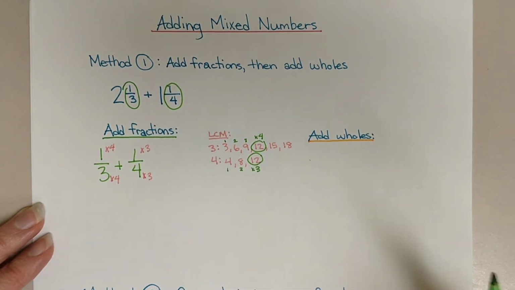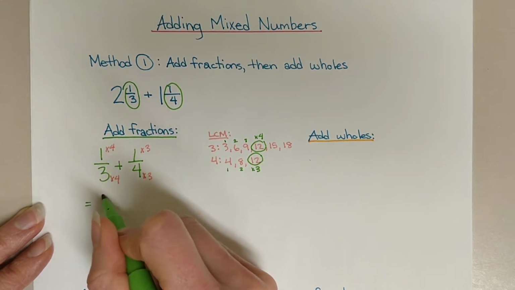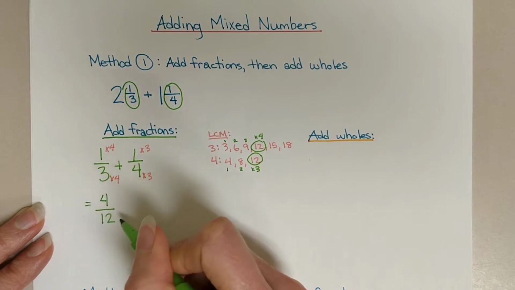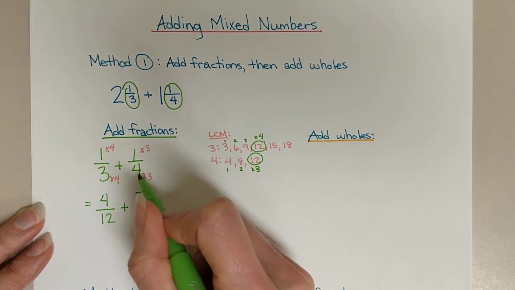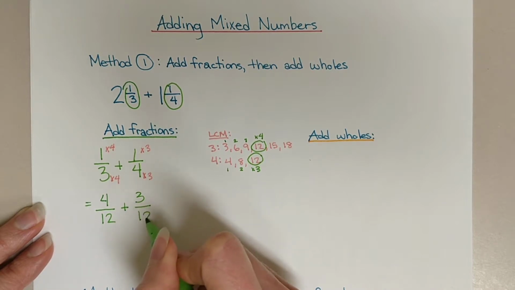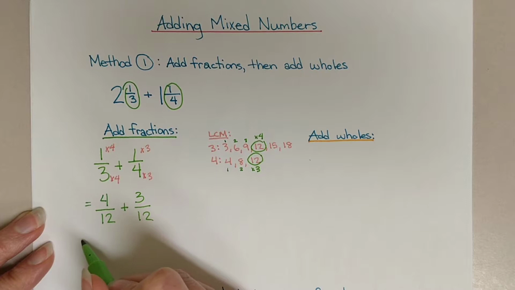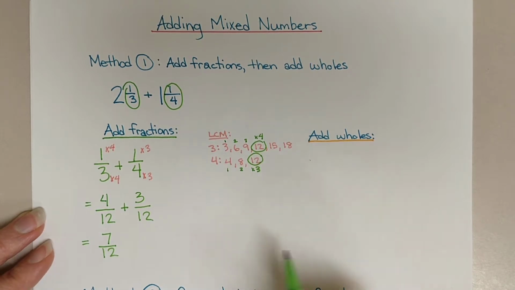So these fractions now are going to become 1 times 4 gives us 4. 3 times 4 gives us 12. So 4 twelfths plus 1 times 3 gives us 3. And 4 times 3 gives us 12. So that becomes 4 twelfths plus 3 twelfths, which equals 7 twelfths. Okay, so that's adding up our fractions.